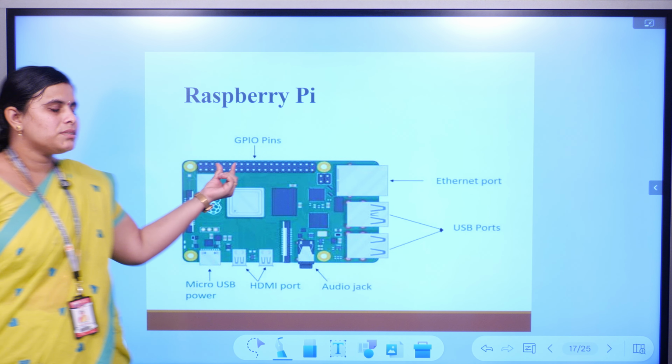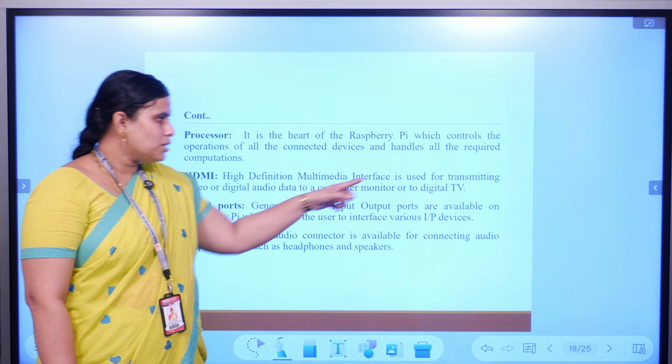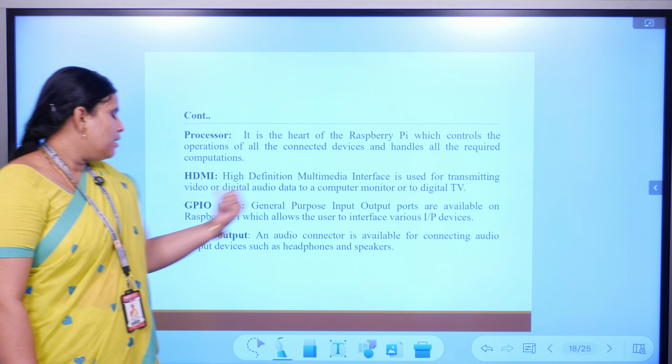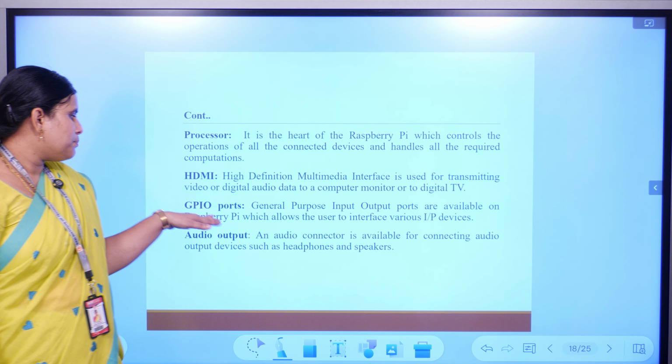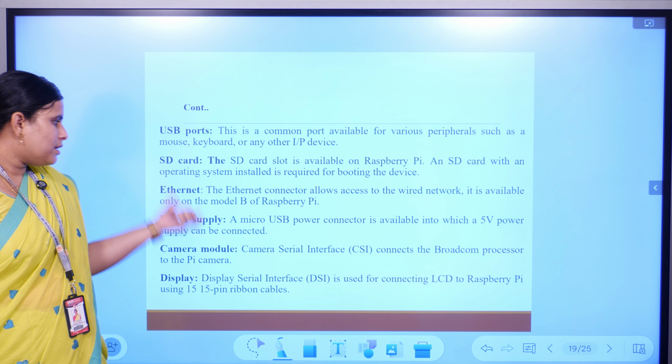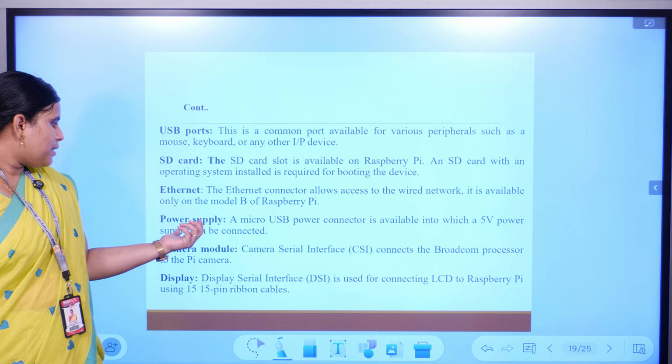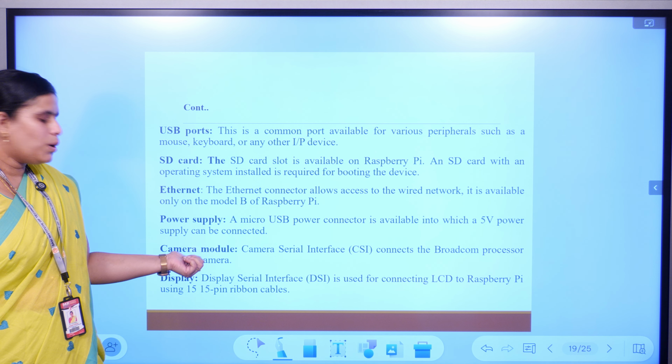See, this is the general description of the Raspberry Pi kit which we have discussed on the board. The processor is the heart of the Raspberry Pi, which controls the operation, connects the devices and handles all the required computations. Coming to the HDMI, it is used for transmitting video and digital audio data, and we have 40 general input output pins and an audio port also. Coming to the USB ports, a keyboard and a mouse can be connected directly. The SD card is placed in the Raspberry Pi kit, and Ethernet can be connected directly, then the power supply along with the camera module and display.